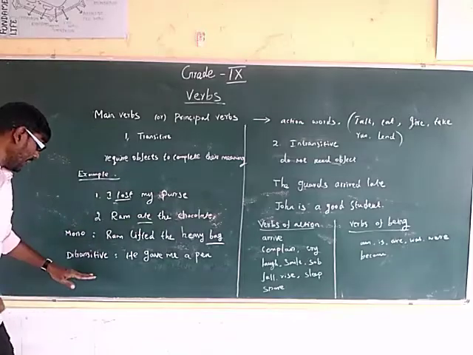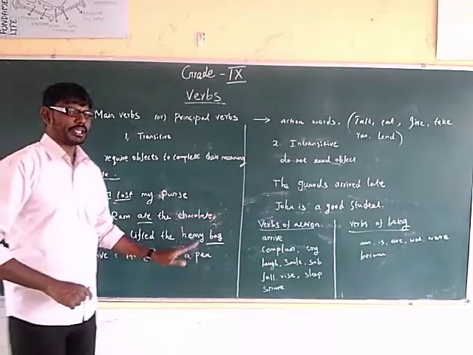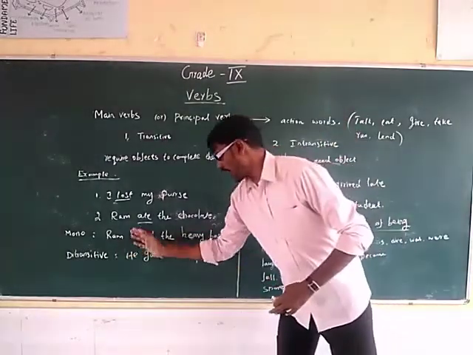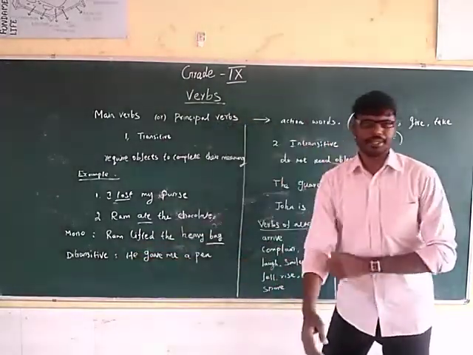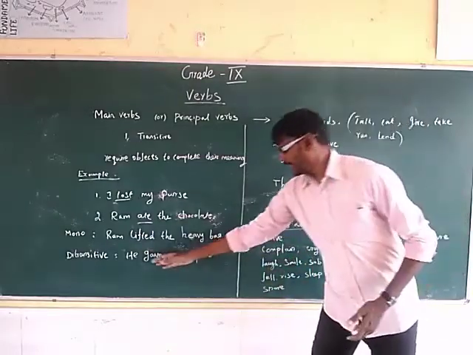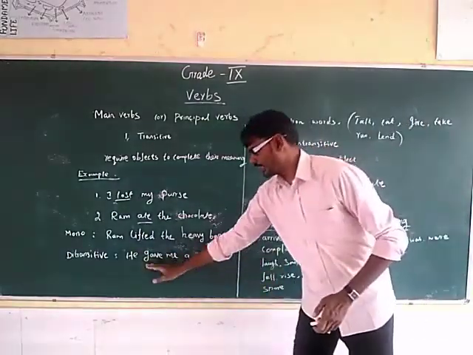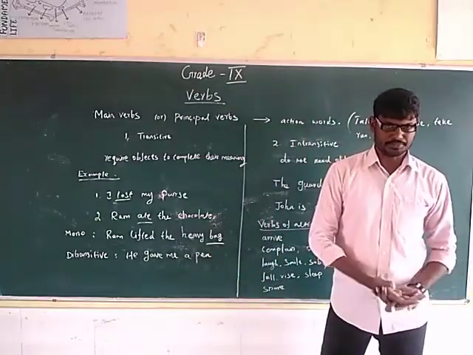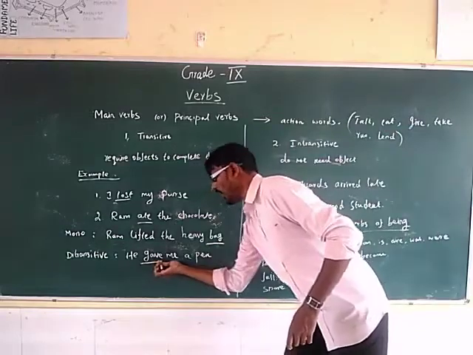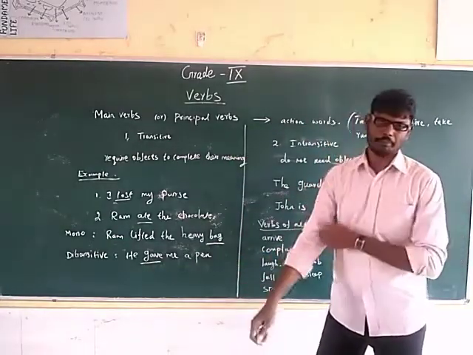Next one, ditransitive. He gave me a pen. It's a very simple example that I have taken for you. He gave what? Pen. He is the subject, gave is the verb, pen is the object. So this verb gave also takes the object pen.